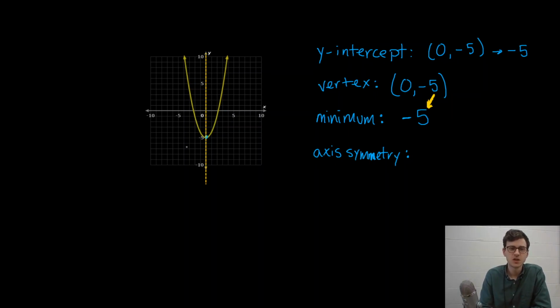So the axis of symmetry here is this line. It's the x value of my vertex. It's this line that cuts the graph in half. And if you remember, vertical lines are x equals 0 for this case. And so just like the y value of the vertex gave me the minimum or the maximum, the axis of symmetry is the x value of the vertex. Okay, so the y-intercept is where it crosses the y-axis. The vertex is that point where it curves. The minimum, specifically, is the lowest point in my graph if it's facing upward. And the axis of symmetry is the line that cuts my graph in half.